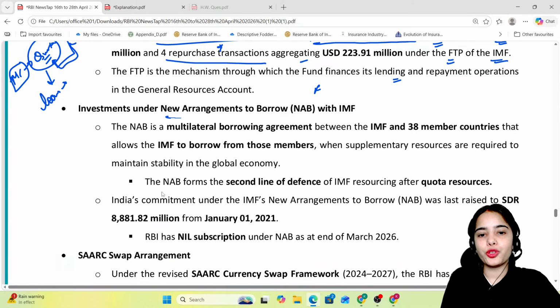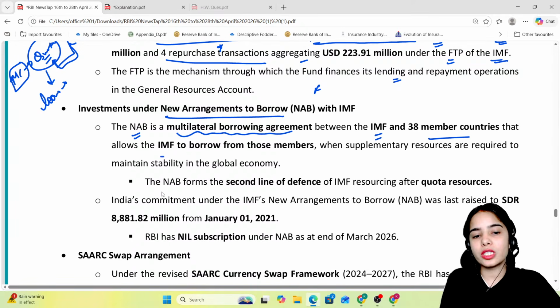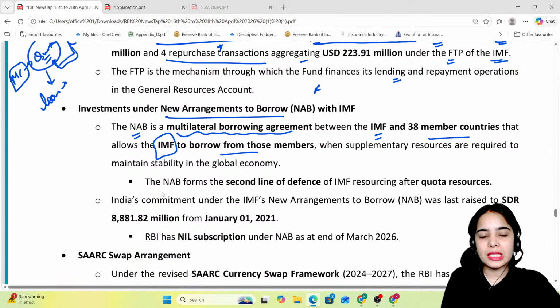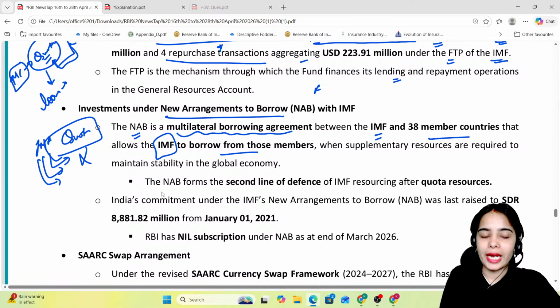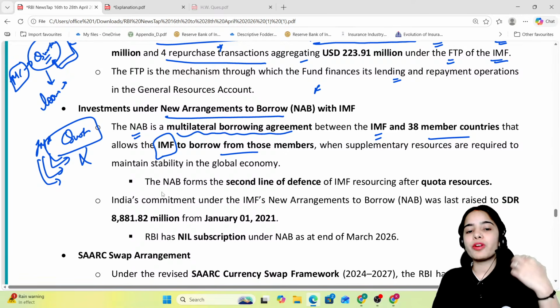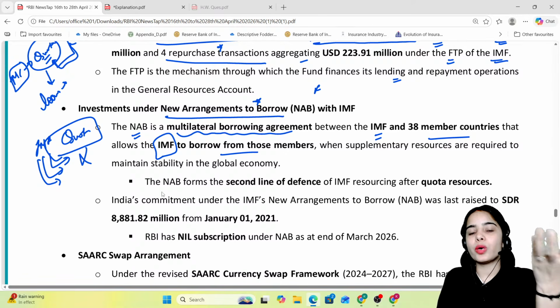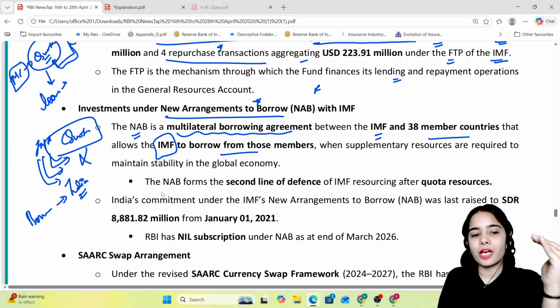Now, investments under the New Arrangement to Borrow. Now, this is different. This is the New Arrangement to Borrow. It is a multilateral borrowing agreement between the IMF and 38 member countries that allows the IMF to borrow from those members. So basically, let's say the IMF does not have enough of the quota to keep on lending to the different countries. So the quota is insufficient and the IMF has used the majority of the quota to lend. But the IMF still needs more money. So for that there is the New Arrangement to Borrow, that the IMF can borrow from certain countries.